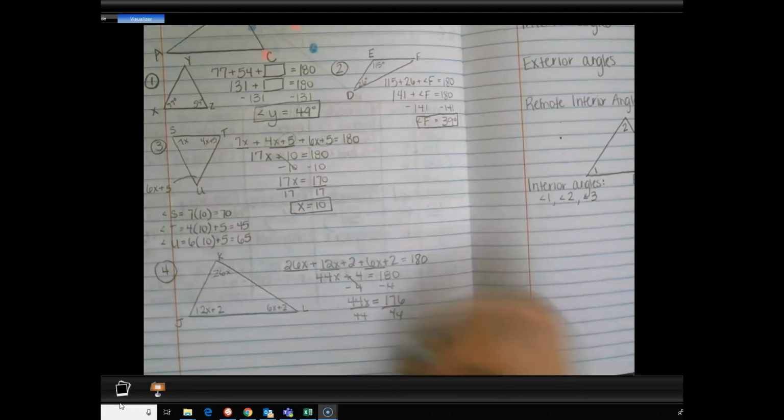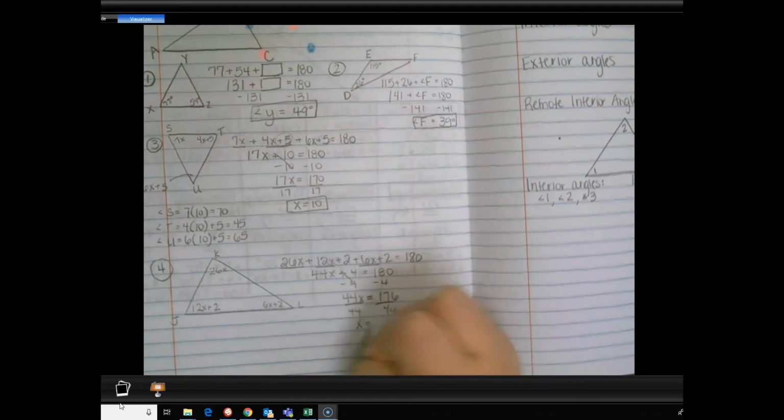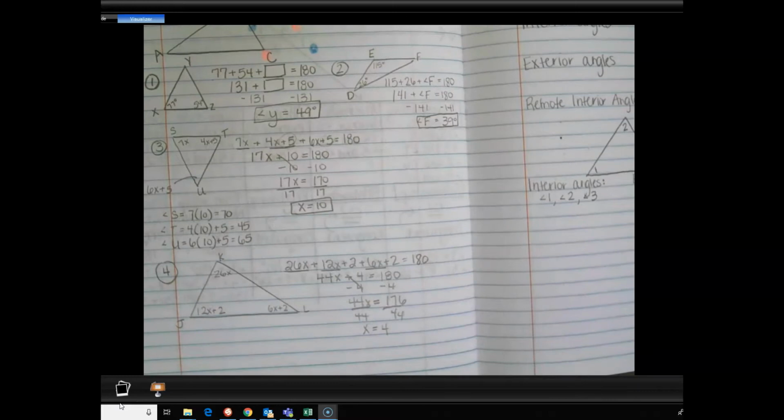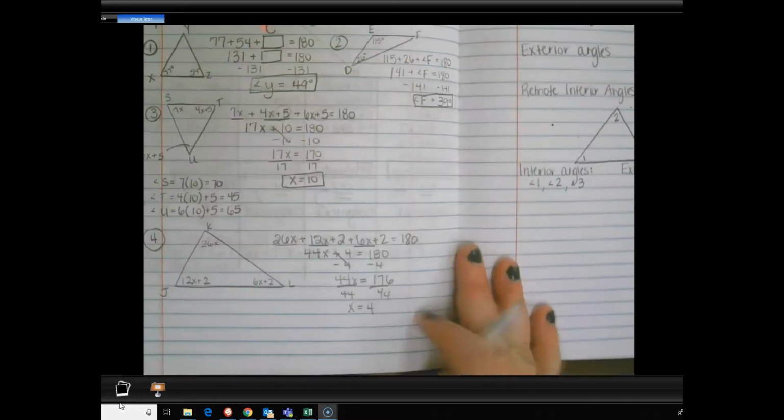I'm actually going to cheat at this point and use a calculator. So 176 divided by 44 is 4, so x equals 4. But that only tells me what x equals. It doesn't actually tell me what each of the angles equals. So now I'm going to go back and plug in that x.